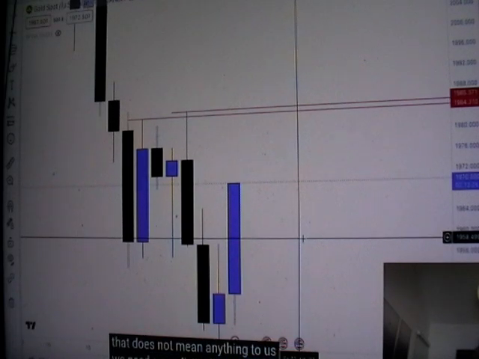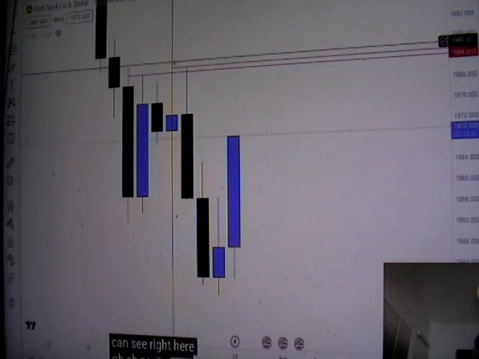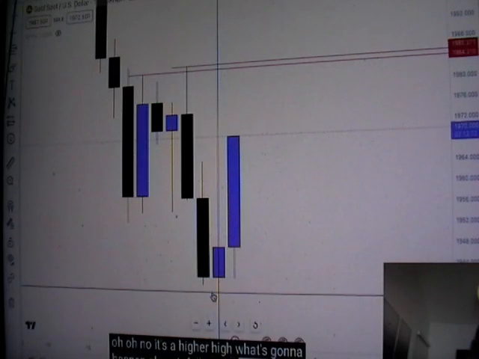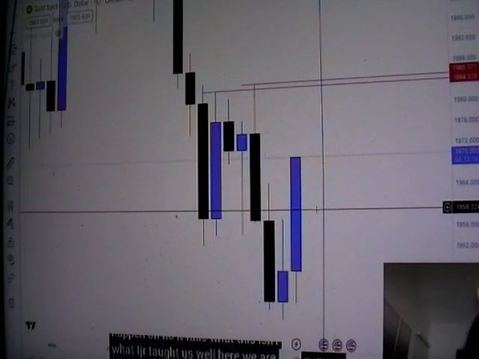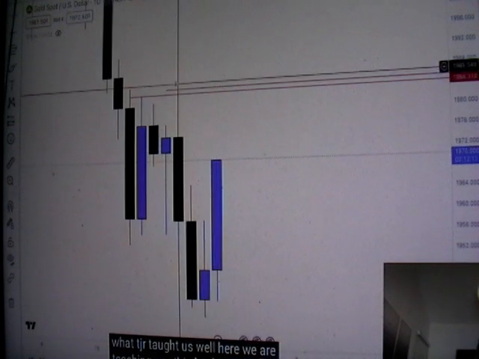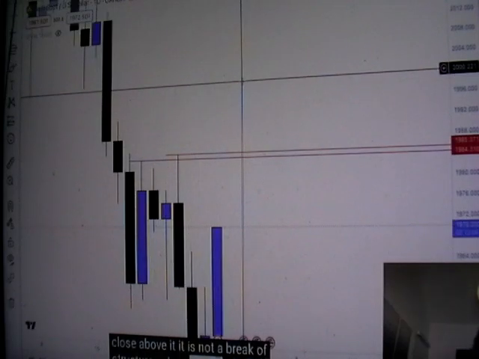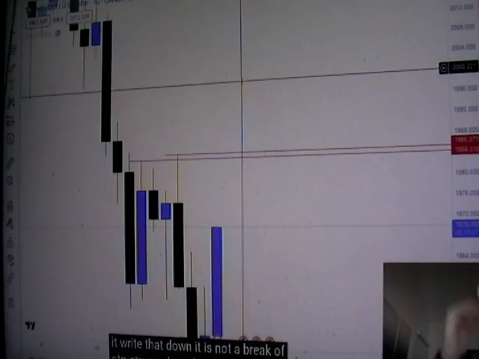We need a candle close, because as you can see right here, oh no, it's a higher high. What's gonna happen? Oh no, it falls? What? This isn't what TJR taught us. Well, here we are, teaching you this, okay? So, we get this wick going higher than this wick, but we don't care because it doesn't close above it. It is not a break of structure unless the candle closes above it. Write that down. It is not a break of structure unless the candle closes above a high.